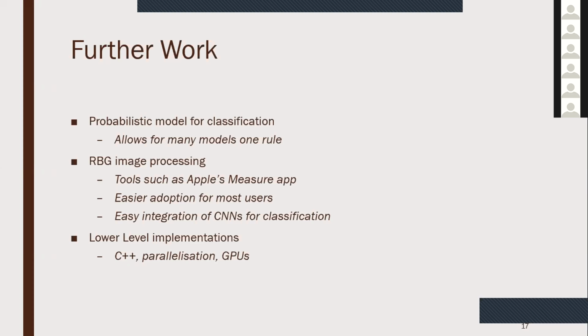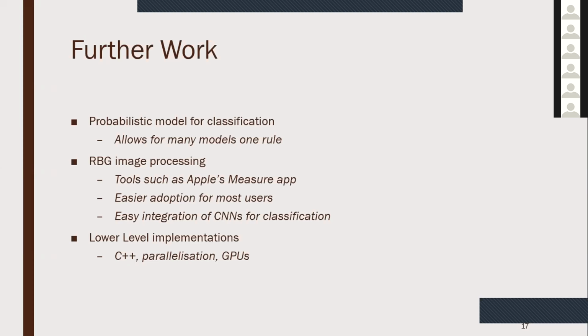In terms of further work, ideally I would like to enhance my classification to be more probabilistic. This obviously has the benefit of being able to deal with miniatures that are the same in terms of rules within the games, but might have different poses depending on how someone has constructed and painted the models. Similarly, to make it more accessible to most players, I would like to move towards RGB image processing.